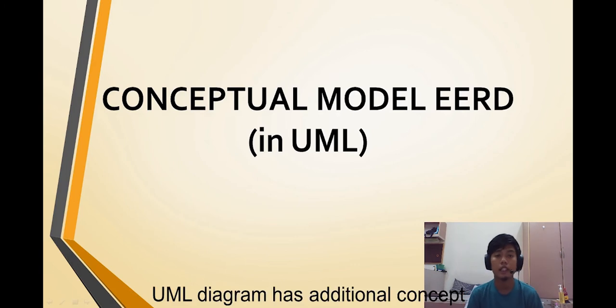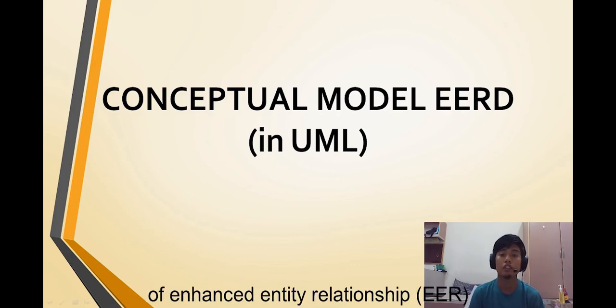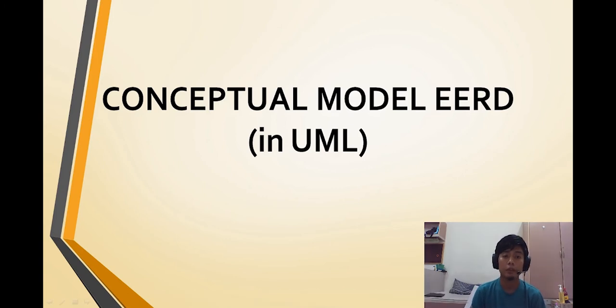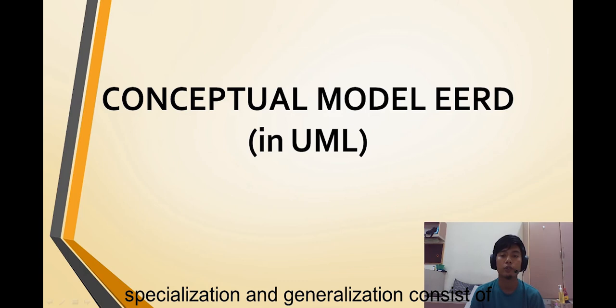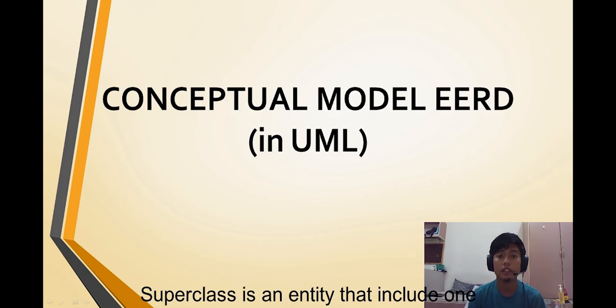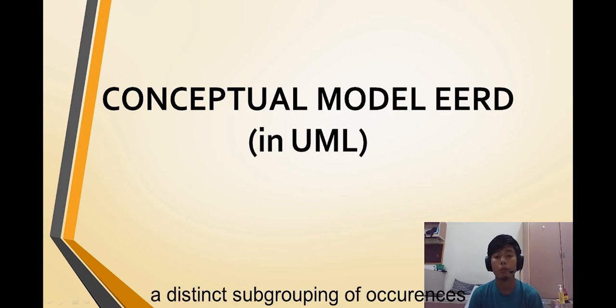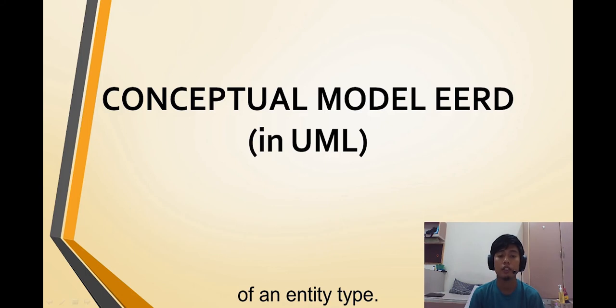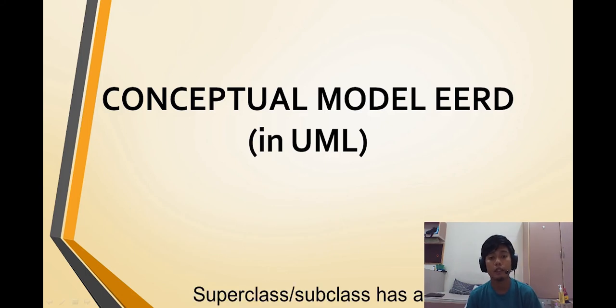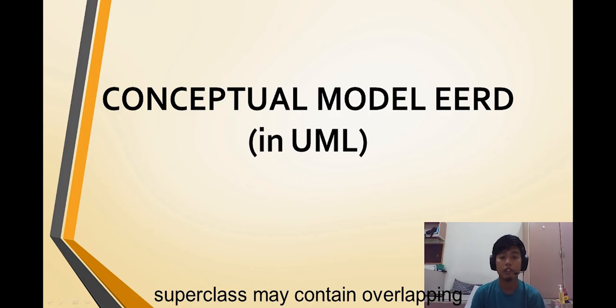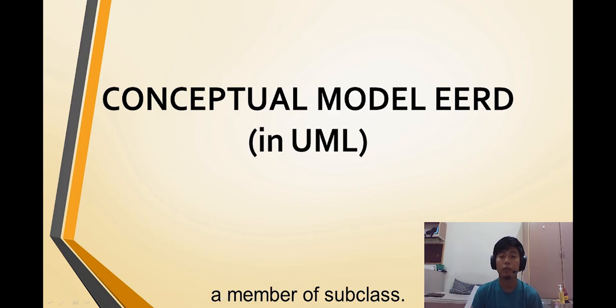UML diagram has additional concepts of enhanced entity relationship (ER) of specialization and generalization. Specialization and generalization consist of superclass and subclass. Superclass is an entity that includes one or more distinct subgroupings of its occurrences, while subclass is a distinct subgrouping of occurrences of the entity type. Superclass and subclass have a one-to-one relationship. Superclass may contain overlapping or distinct subclasses. Not all members of superclass need to be a member of subclass.